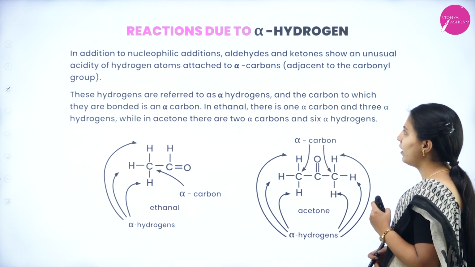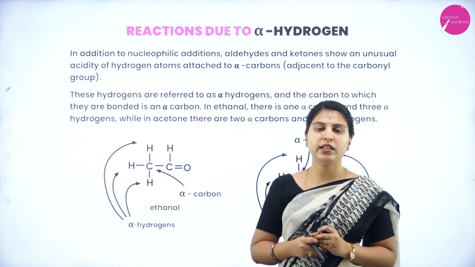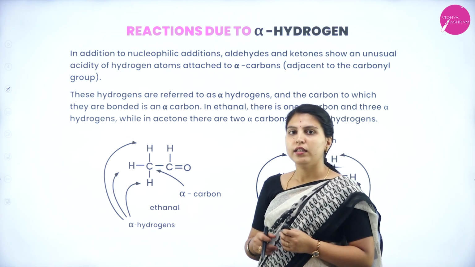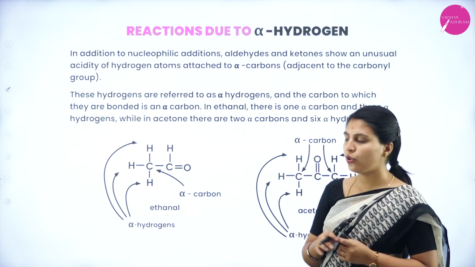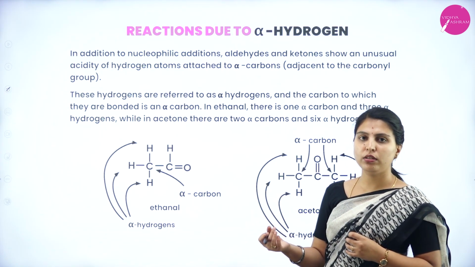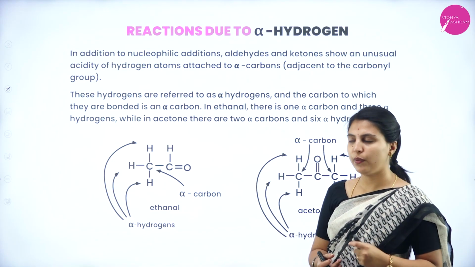Reactions due to alpha hydrogen. There is a presence of alpha hydrogen in aldehydes and ketones. Due to that alpha hydrogen, a number of reactions can be expected. So what is that alpha hydrogen, where is it located in the aldehyde or ketone, and how is it responsible for further reactions, we will see now.